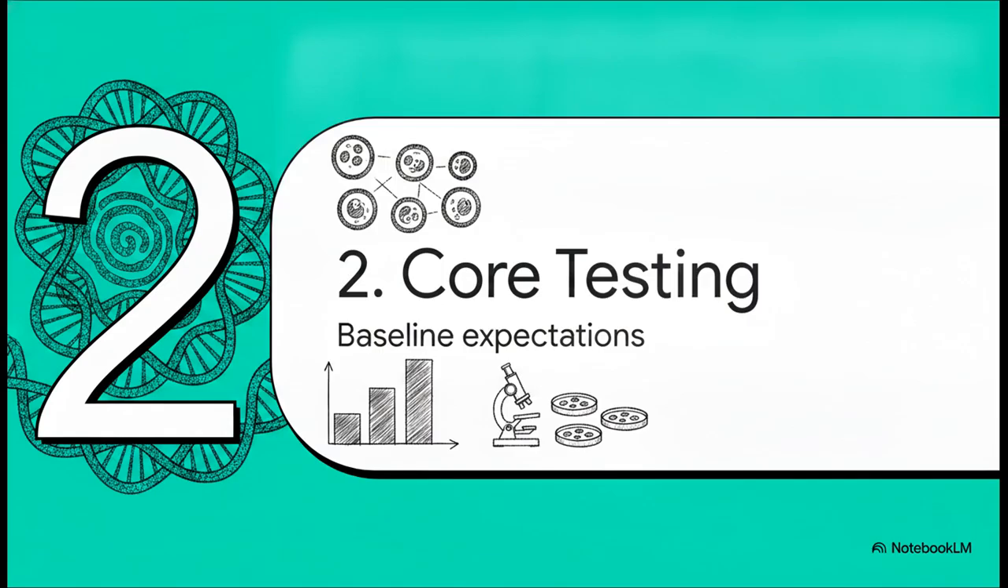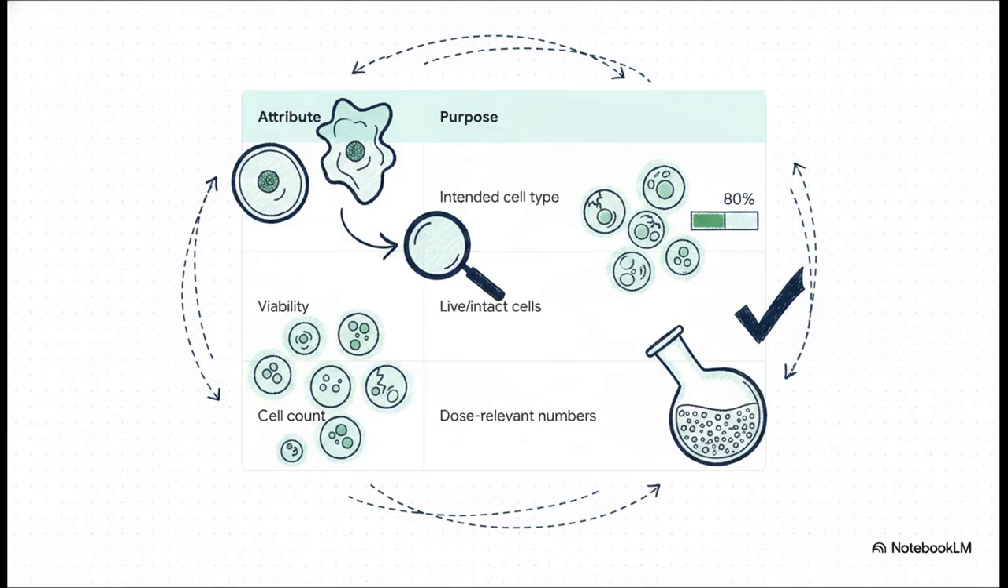Moving right along to Section 2, core testing attributes. We're setting the baseline here. And this brilliantly illustrates the foundation of what we absolutely must test before getting to the really tricky stuff. First up, identity. We have to confirm the product is the exact intended cell type or vector and not some random contaminating entity. Second, viability. What proportion of these cells are actually live and functionally intact? And third, cell count. Do we actually have dose-relevant cell numbers that meet our specs?